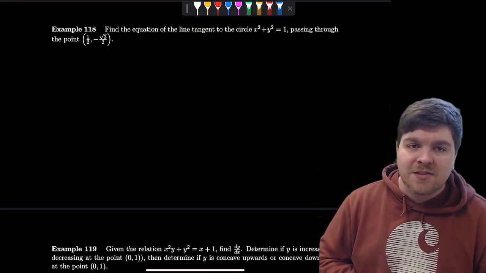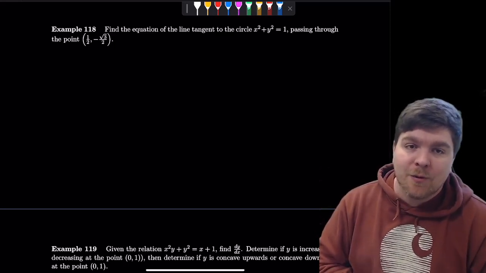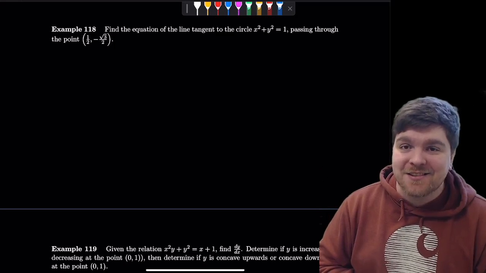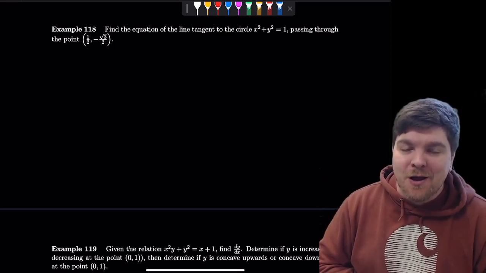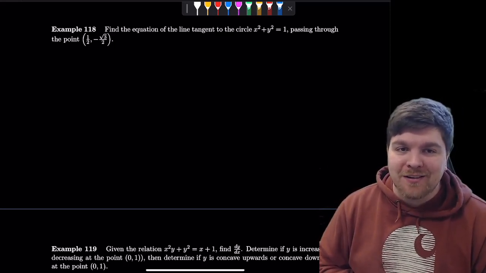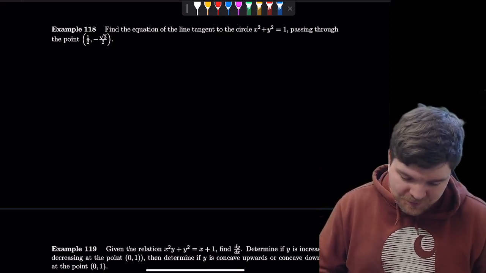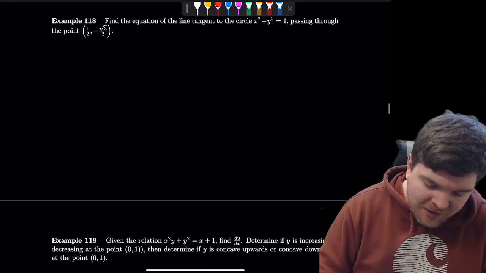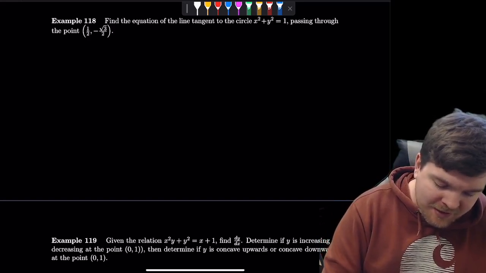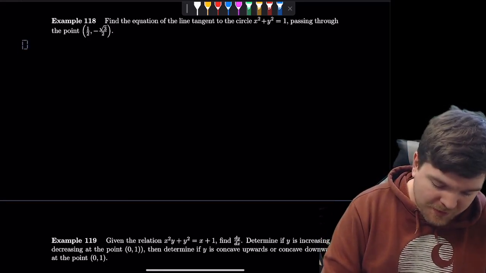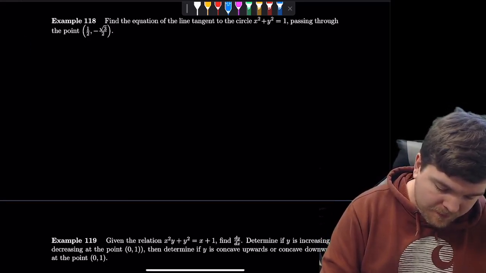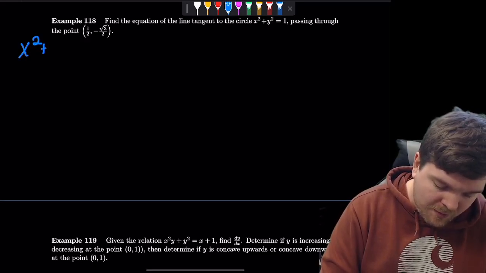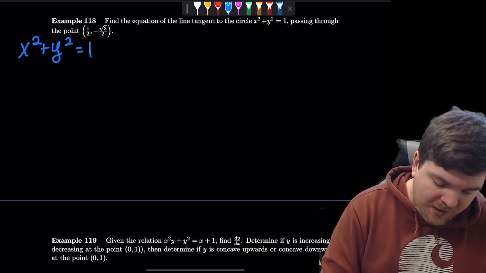So let's dive into example 118, where we're asked to find the equation of the line tangent to the circle x squared plus y squared equals 1, which passes through the point (1/2, negative root 3 over 2). So what we're given is this implicit equation: x squared plus y squared equals 1.